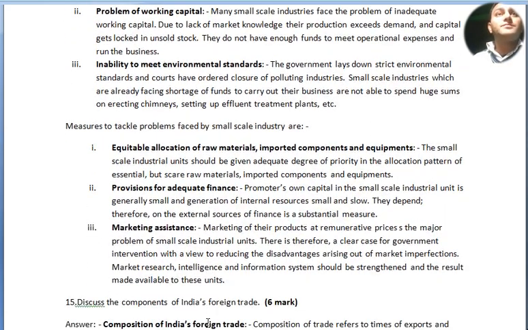Measures to tackle problems faced by small scale industries are: point number 1, equitable allocation of raw materials, imported components and equipments. The small scale industrial unit should be given adequate degree of priority in the allocation pattern of essential but scarce raw material, imported components and equipment. Point number 2, provisions for adequate finance.